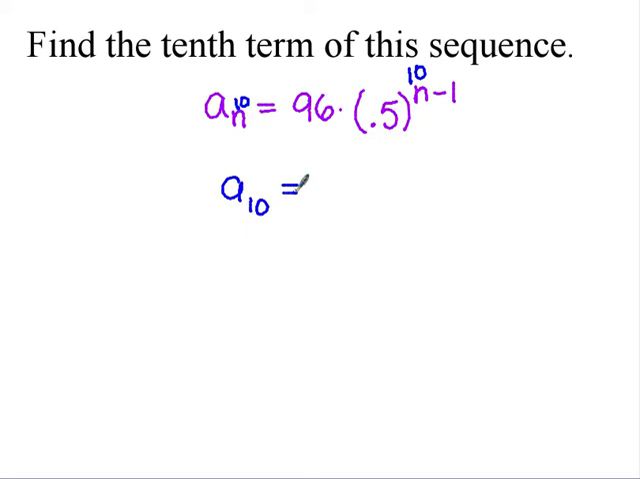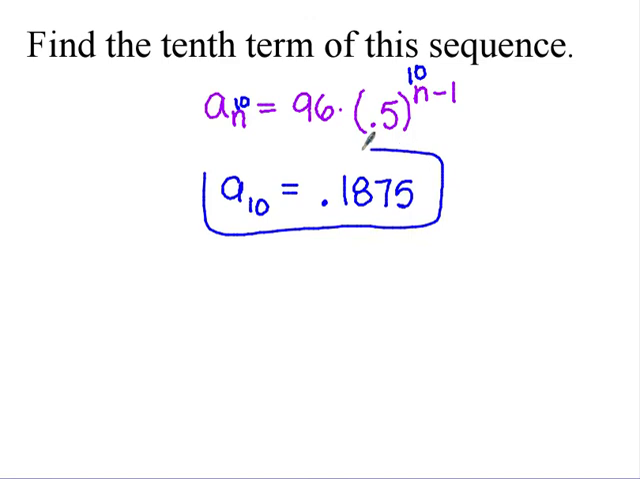What does it come out to be? Point what? 0.1875. If you're doing this as a fraction, you're going to get 96 over 1,024, and that'll actually be reduced down a little bit. But this is your 10th term of your sequence. Questions? Think you can handle that?